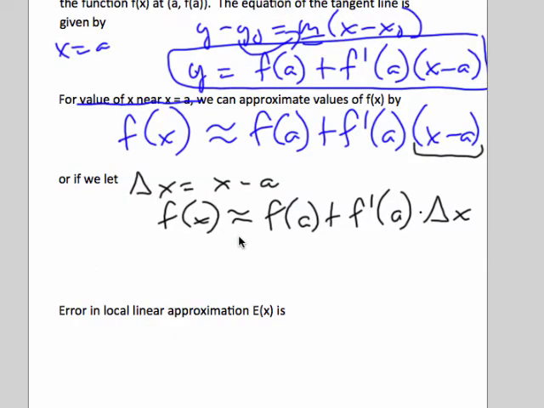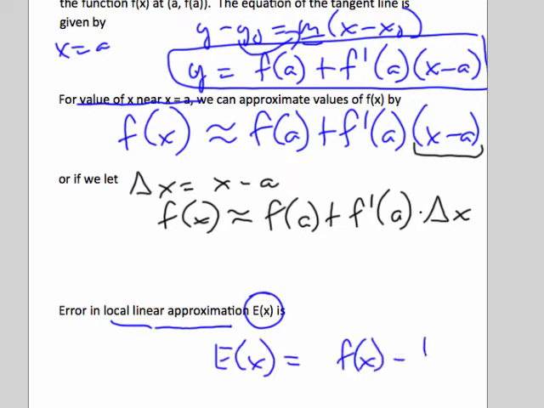The further away that we get from x equals a, the greater the difference between the value of the function and the value of the tangent line, and that's called our error. So the way we measure our error, E of x, let's call it, is the change in the actual function from the tangent line. The absolute value of that, because we can make an error in either direction.